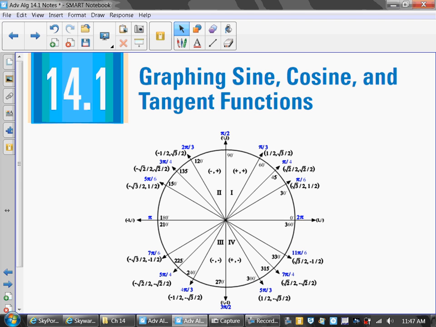So as we are graphing and starting to work with our graphing of trig functions, the first thing we do is we're going to look at a unit circle. But I don't want to look at the entire unit circle right now. What I want to do is look at the quadrantals. And remember, where are the quadrantals again?